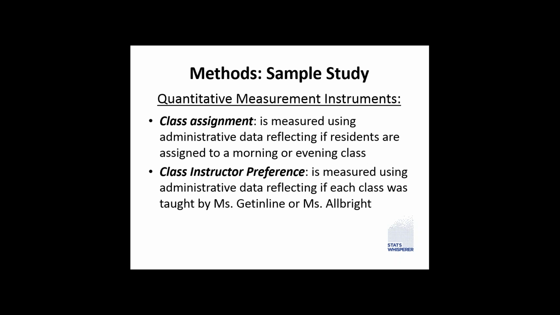Then class assignment, that's measured using administrative data. Recall, that told us which class the residents were referred to, the morning or evening. And then the class instructor preference, that's actually administrative data too, saying who led the class, Miss Albright or Miss Gettenline. So it's actually just the class instructor, but we're labeling it as preference because, based on the qualitative data, most of the residents, 77%, preferred Miss Albright. So conceptually, that's what we're calling it.